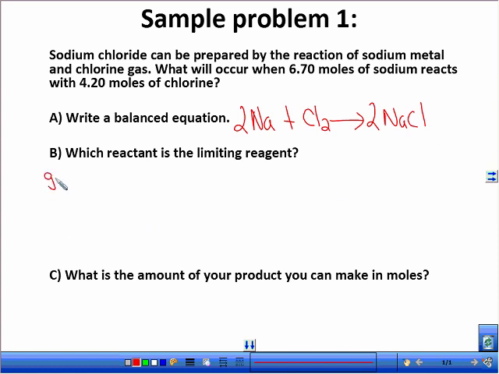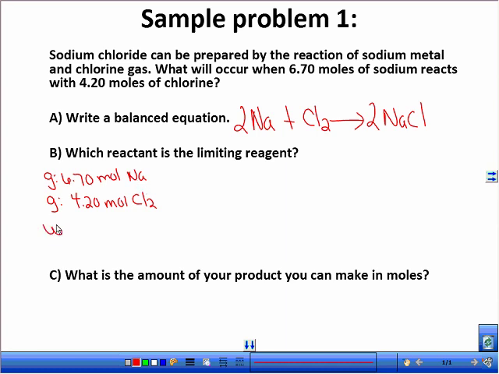Next, we're going to identify our given and wanted, and hopefully this will help you. You have two givens. The first given is that you have 6.7 moles of sodium. The next is that we have 4.2 moles of chlorine. The fact that you have two givens doesn't necessarily mean it's a limited reactant problem, but the fact that sodium is a reactant and chlorine is a reactant, so you have two givens and they're both reactants, means you've got a limited reagent problem. All that really means is you're going to have to do two stoichiometry problems.